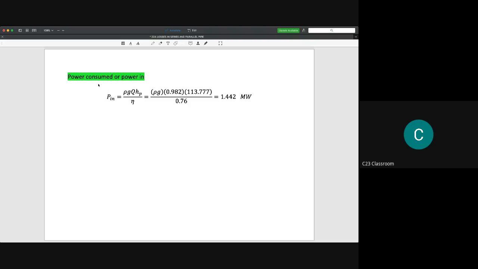So in this situation, we can calculate, so efficiency is actually power out divided by power in. And then power in or power consumed here can be calculated by using this equation, which is rho GQHP over mu, where mu here is the symbol for the efficiency. So we substitute all the values here, and we get about 1.442 megawatt.